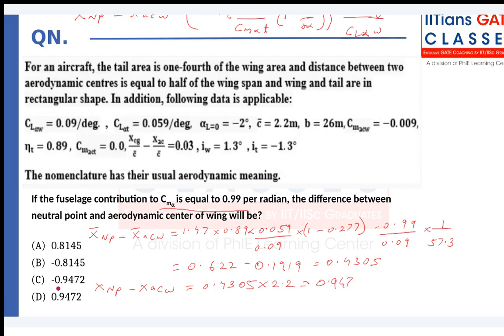Adarsh, I think you have stopped at x bar NP minus x bar AC wing. They have asked for the distance between these two, in meters. I think I have missed mentioning that in the question, I'm sorry about that. But you just have to multiply it by the mean aerodynamic chord to get the right answer. You've gotten correctly till the x bar NP. Just multiply it by C bar to get 0.947. All right, let's go to the next question.